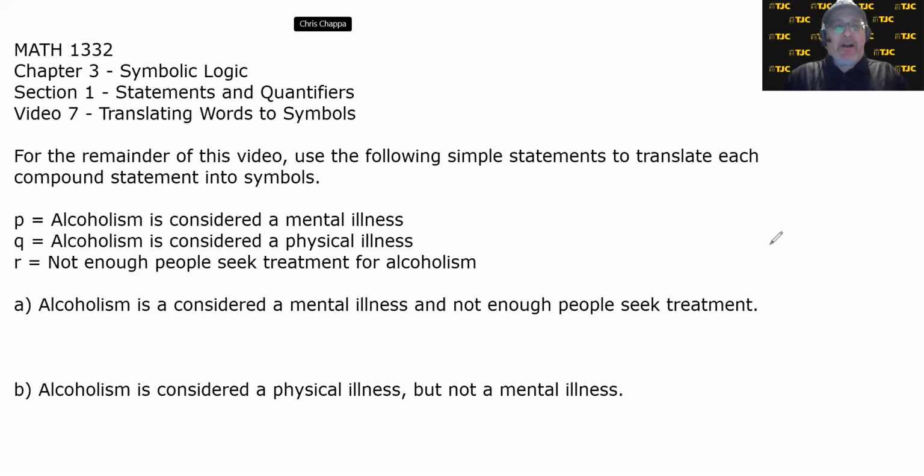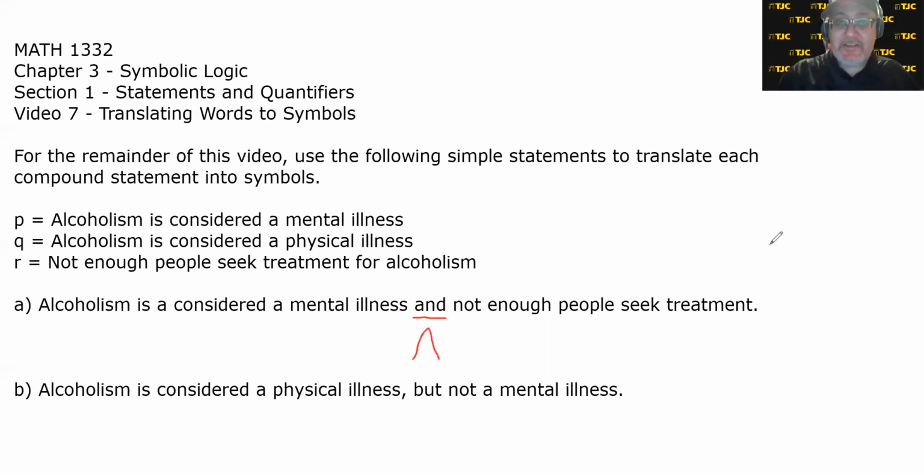A, alcoholism is considered a mental illness and not enough people seek treatment. Let's start with finding the connective. It should jump out at you at this point because there's only 4 choices for connectives, and the one that we talked about first was the word and. What is the symbol for and? It looks like an A.